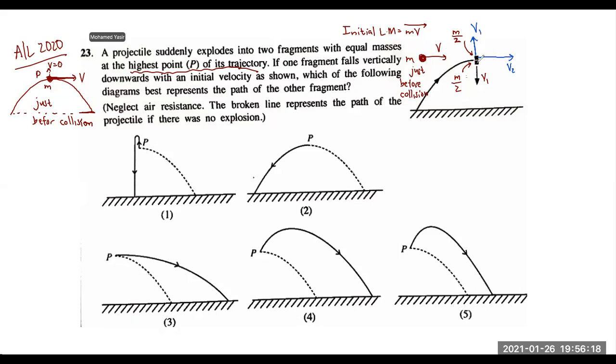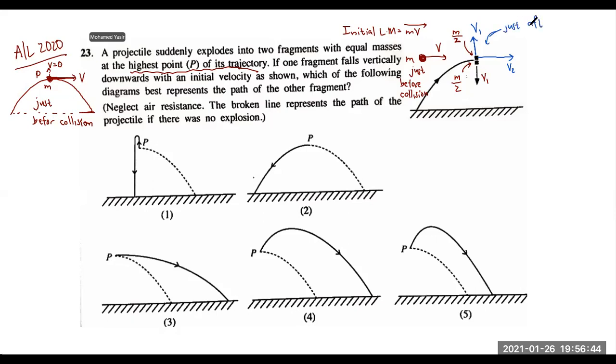Hope you guys understood that, because before the explosion, mv towards right is the linear momentum. After the explosion, one of the particles is going down. It can't happen that way because initially there is no vertical momentum. So the other particle will go up at the same velocity to balance the vertical momentum. Now the resultant vertical momentum is zero after the explosion. Initially there was a momentum towards right, so we need a momentum towards right after the explosion as well. So this is just after explosion.